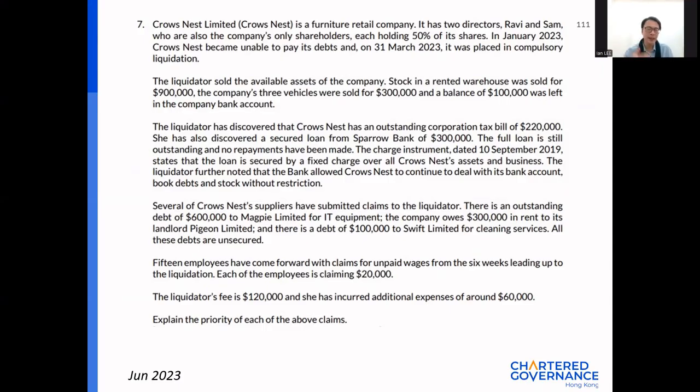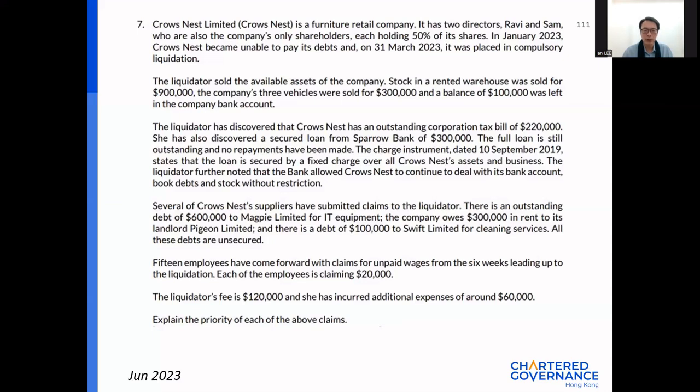So again, by this time you would already see we have an insolvent liquidation situation. We have limited assets, and I would expect they will tell us about the different liabilities and see if they have any charges. So the liquidator has discovered that the company has an outstanding tax bill of 200,000. There's a secured loan given to Sparrow Bank. It is outstanding. The charge even states that it is a fixed charge, but the bank allows Crow's Nest to continue to deal with the bank account. So this is almost identical to the story we saw before.